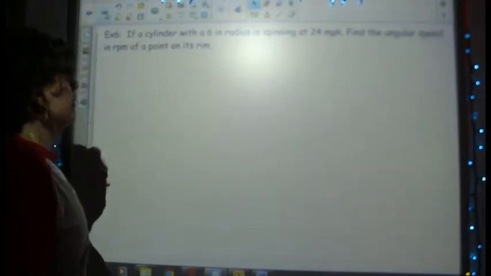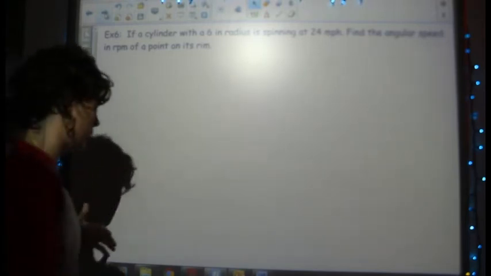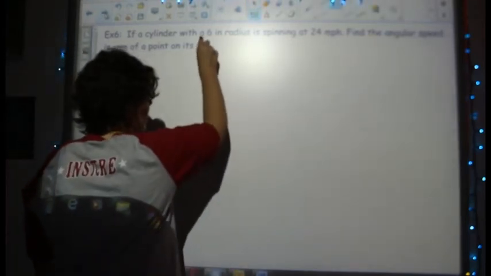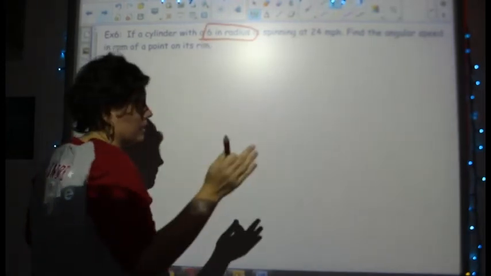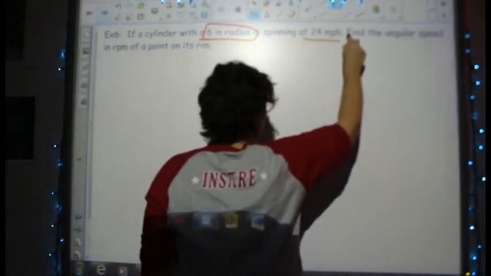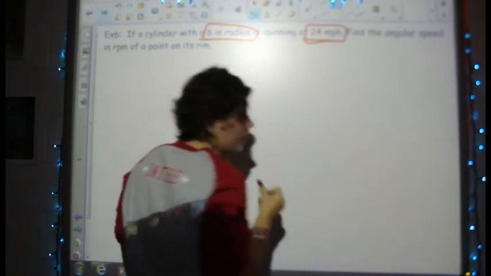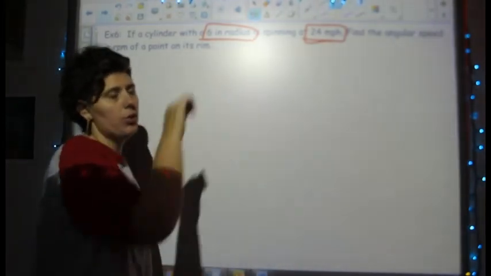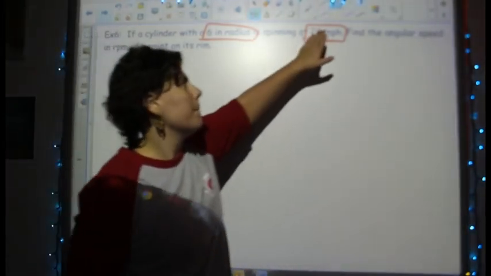Number 6. If a cylinder with a 6-inch radius is spinning 24 miles per hour, find the angular speed in RPMs of a point on its rim. Okay, so this one again, always look at the information they're giving you. For number 6, they gave us a radius, so that was nice. Then they gave us miles per hour. They didn't give us anything to do with revolutions or with radians. They gave us miles per hour.